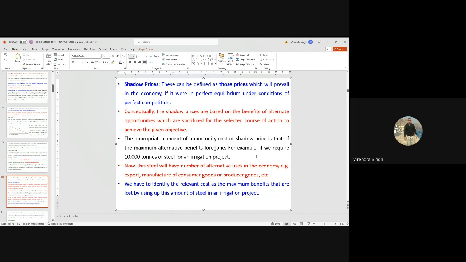For example, if we require 10,000 tons of steel for an irrigation project, this steel will have a number of alternative uses in the economy, for example, export, manufacture of consumer goods and producer goods, etc. We have to identify the relevant cost as the maximum benefit that is lost by using up this amount of steel in the irrigation project. The country will not be able to export it. The country will not be able to put it in manufacturing of consumer goods or producer goods, since it is being used in the irrigation project. So other opportunities are being sacrificed, and opportunity cost will be the value of the option next to this present use, the next best alternative being sacrificed.